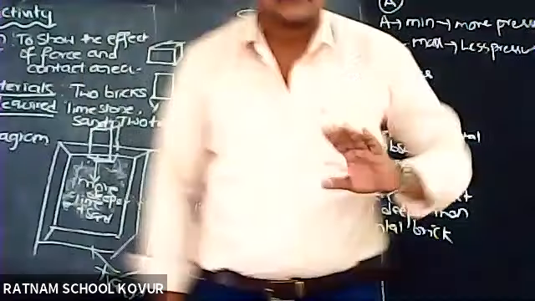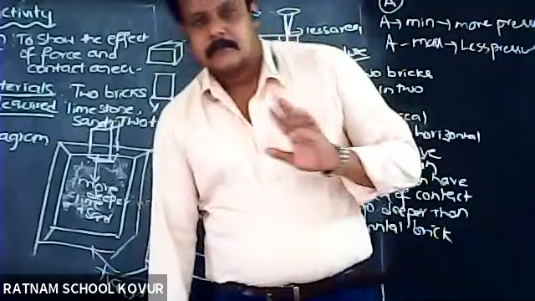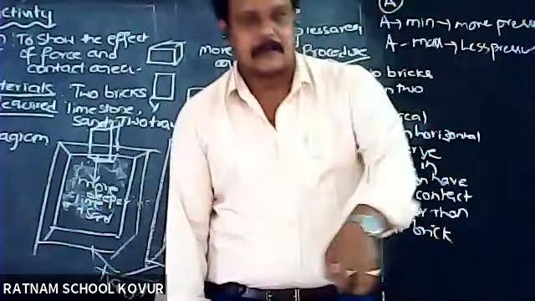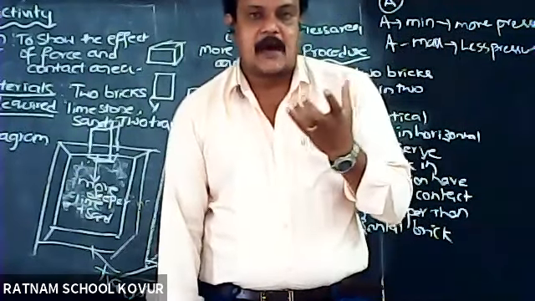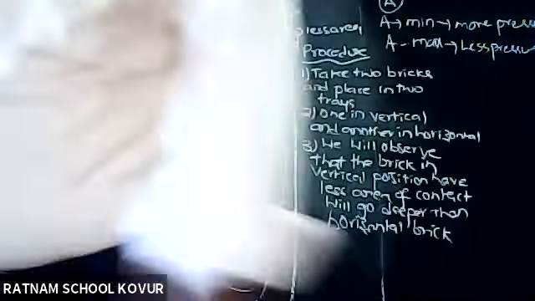So that's the main aim of this activity: to know that the brick which is having less area will go deeper into the tray, whereas the brick which is having more area horizontally will go less deep. Let me take this photograph.